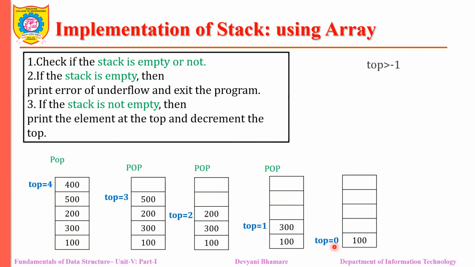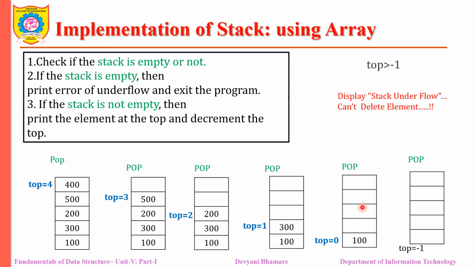Now top is 0. What does that mean? There is one element, 100. That means top is pointing to, or containing, the index of the 100 element, that is top is 0. So when we say pop, that 100 will be popped and top is decreased by 1. Now top becomes -1. Again if we say pop, then what happens? We find that top is not greater than -1. So we need to display the error: stack underflow. We can't delete the element.